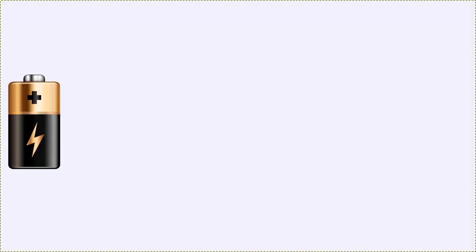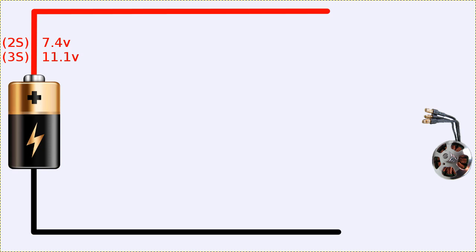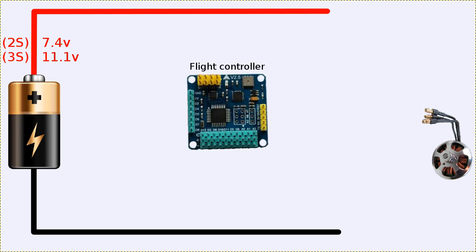So we have a battery, and we want to use that to spin some motors. I'm just going to show one here. And the battery is giving us somewhere between 7.4 and 11.1, roughly thereabouts, volts. And we want to use a flight controller to intelligently spin the motors at different rates, depending on what we're trying to do with the quadcopter.